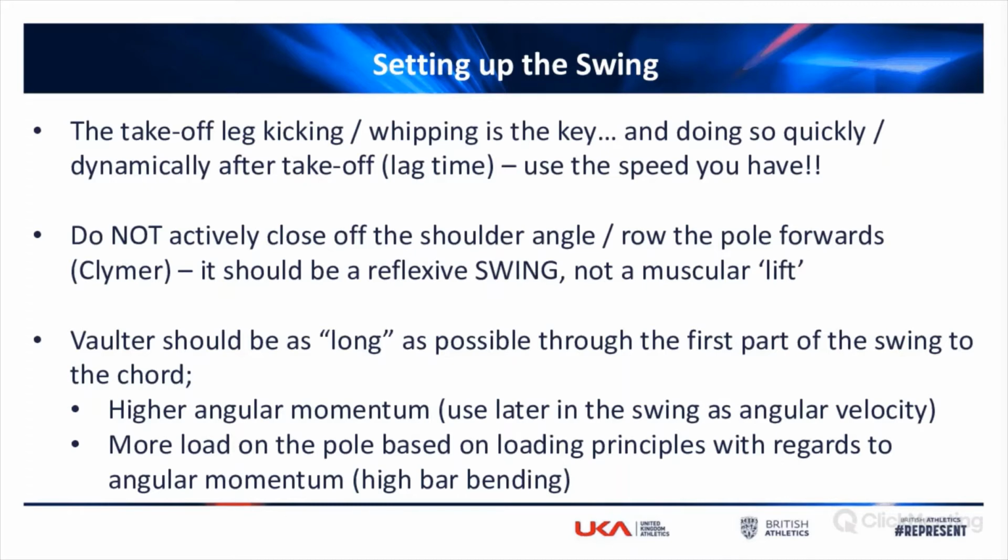And the vault ultimately should be as long as possible through the first part of the swing, up until the point where they go through the chord. Two reasons. One, it creates large amounts of angular momentum because they're in a long body position that they can use later in the swing in terms of velocity. And it also, through that long body position, like with the gymnast on the high bar, gives loads and loads of load onto the pole, and creates the bending on the high bar, but also the bending on the pole, because we have loads of angular momentum compressing the pole with a long body.